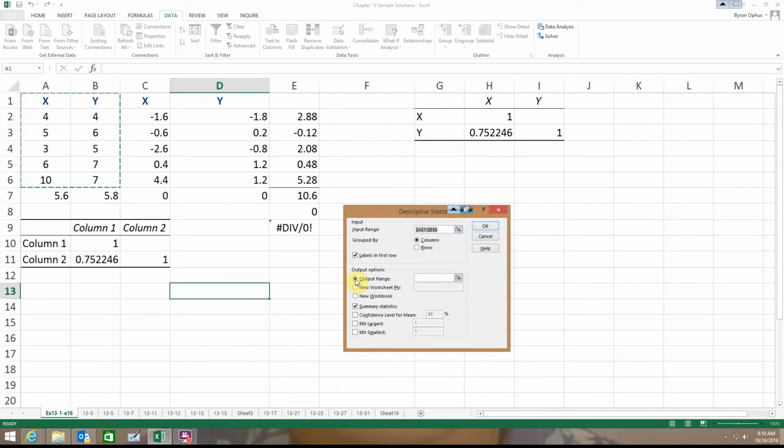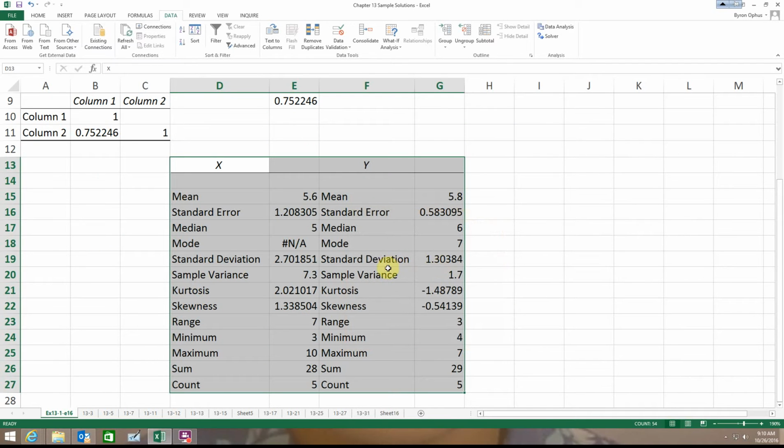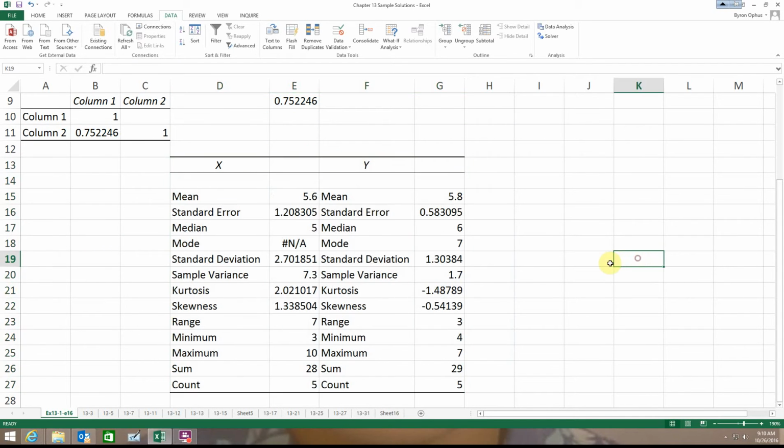So I want my output range. Again, I have to be kind of careful here. I'll put it there. And then you have to make sure that this one here is clicked, the summary statistics. We don't need a confidence level in this case because we're not looking for a confidence level. We're just finding some statistics here, some data that we're going to use otherwise. Click OK. And that gives us this bit of information, right? It gives us quite a bit of information, right?